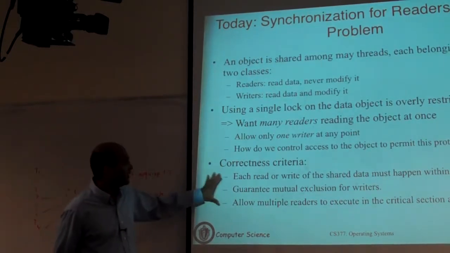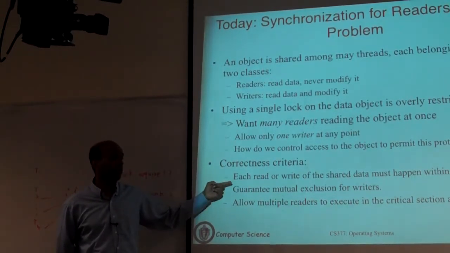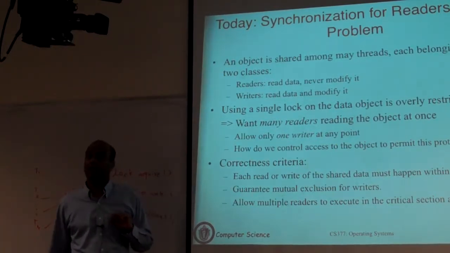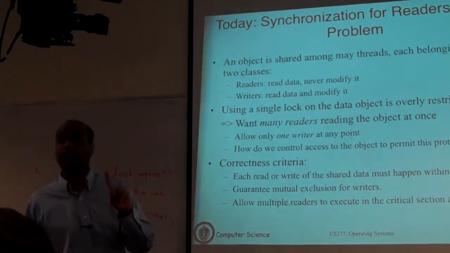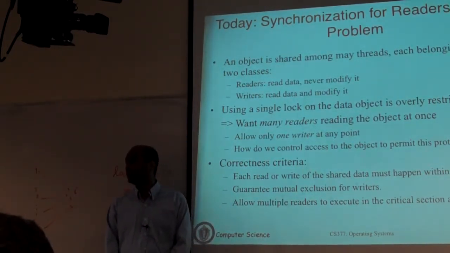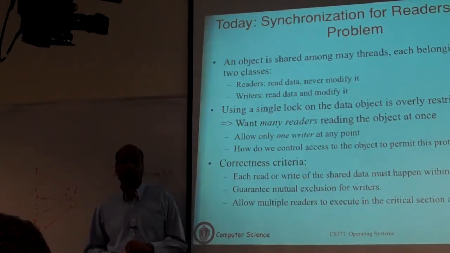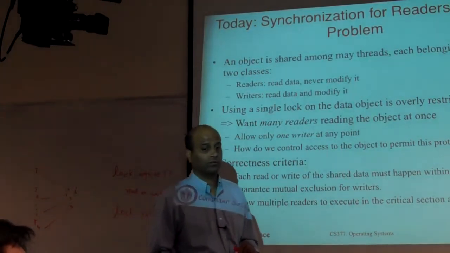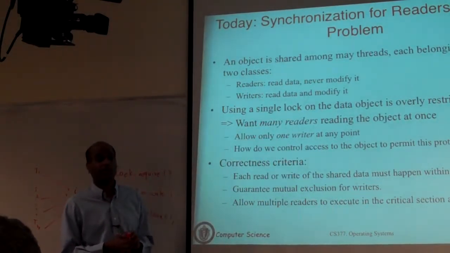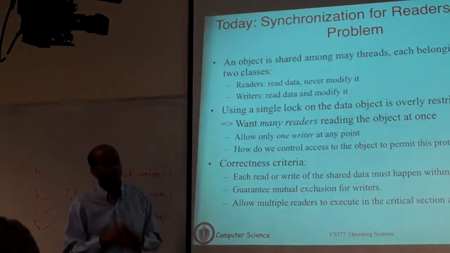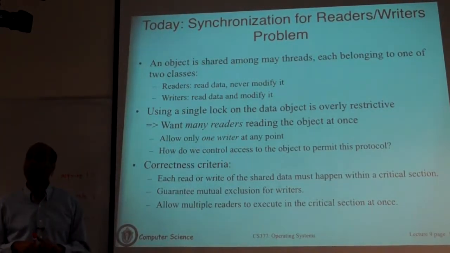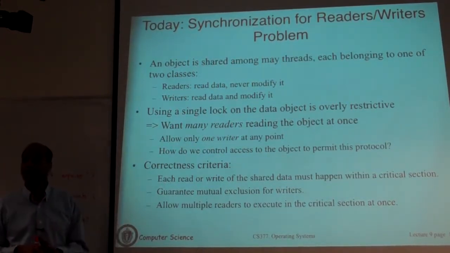So here are the correctness criteria. Each read or write must happen within a critical section. We want to guarantee mutual exclusion for writers, which is only one writer at a time. And we want multiple readers to read at the same time. Any number of readers? Yes, any number. It doesn't matter, 1 thread, 5 threads, 100 threads, they can all merrily go in and read at the same time. But if one writer goes in and starts modifying it, everybody else is blocked.